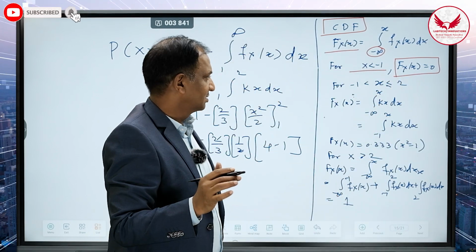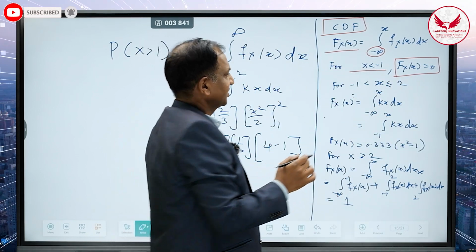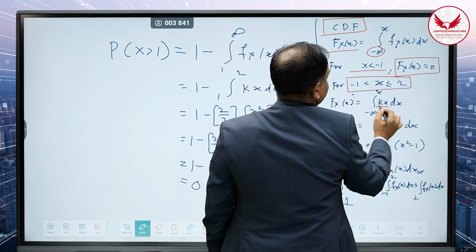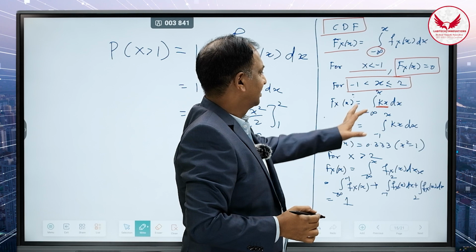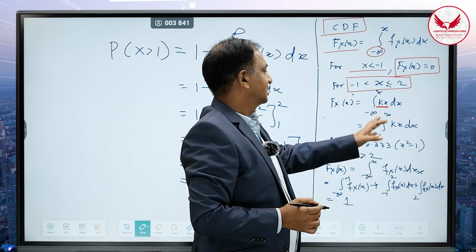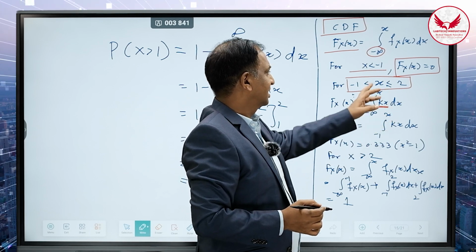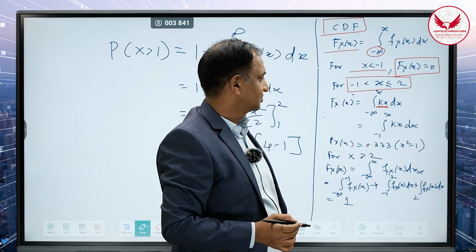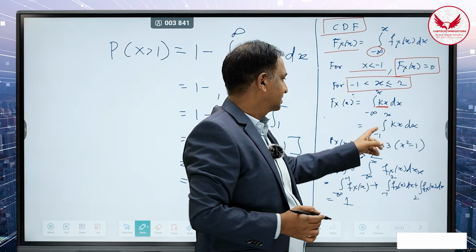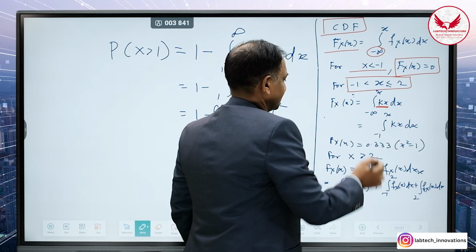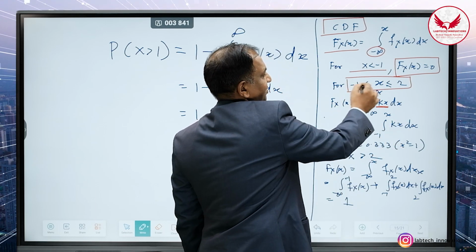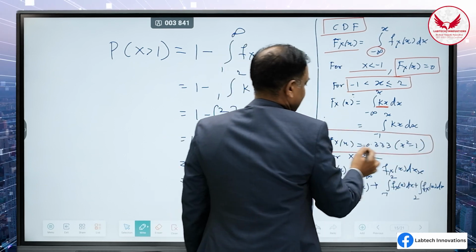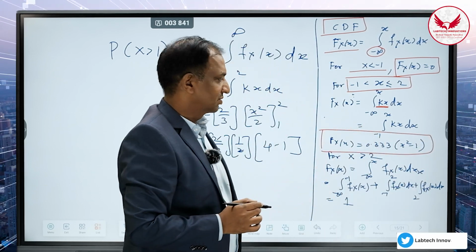The second, they have given the probability density function for the interval -1 to 2, that is equal to kx. Therefore the limit for this will be from minus infinity to x. But as this is available only from -1, the lower limit will become -1 and the upper limit will be x as it is. So kx dx, and if you solve this, Fx(x) for the values -1 to 2, we will get 0.33 times (x square minus 1).